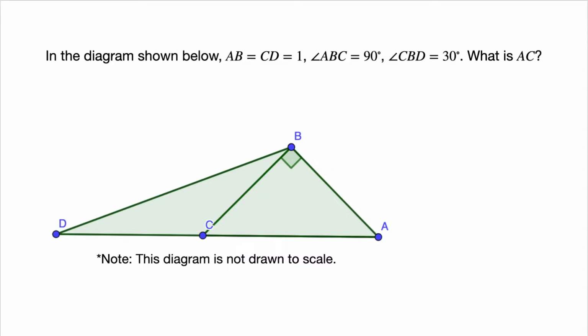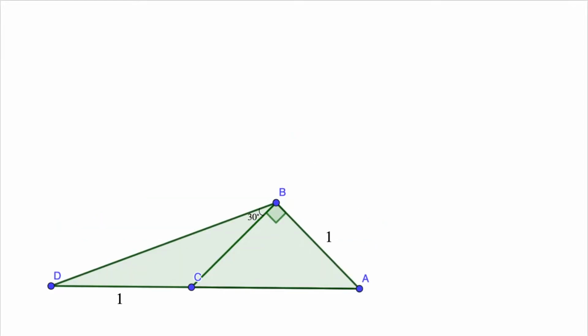So the question reads, in the diagram shown below, AB equals CD equals 1, angle ABC equals 90 degrees, angle CBD equals 30 degrees. What is the length of AC? So since we are given some angles and some side lengths, we could potentially use trigonometry to solve it. One useful trigonometry law that we could use in this case is the law of sine.